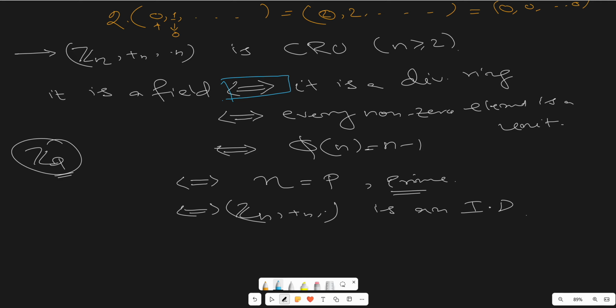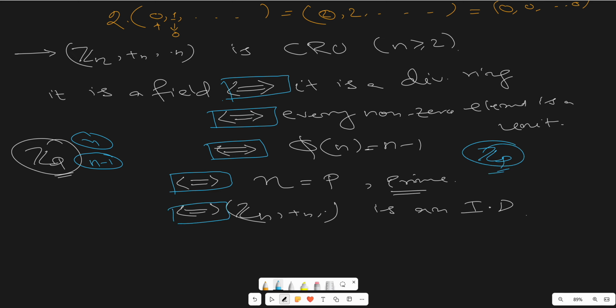It is a field if and only if it is a division ring. You know, this is the definition. Division ring means every non-zero element is a unit, right? That's it. Total elements is n, and for every non-zero element I am excluding 0, so I am subtracting one element, n minus 1. That means the total number of units is phi n, and removing 1, phi n is n minus 1 whenever n is prime. So if p is prime, Zp is an integral domain.